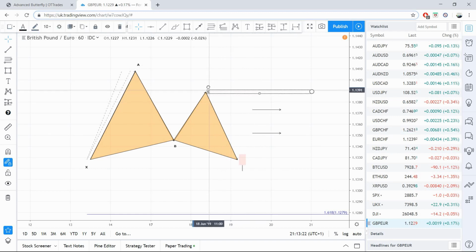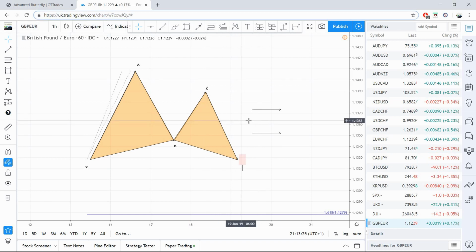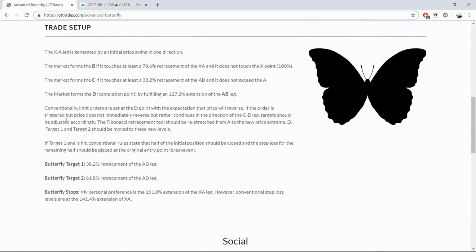I suggest you go back through and back test this yourself. You might find that you're more profitable if you trade the 382 or the 50% retracement level, the 0.500 level, rather than the 618. You might also find that it's better to not move your stop loss to break even once the first target's hit. So conventionally, the fib retracement tool should be restretched from the new price extreme to D.